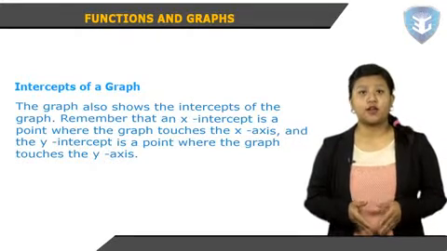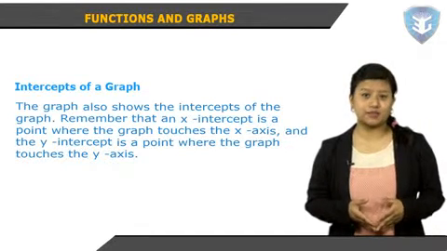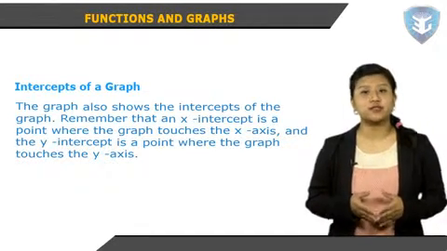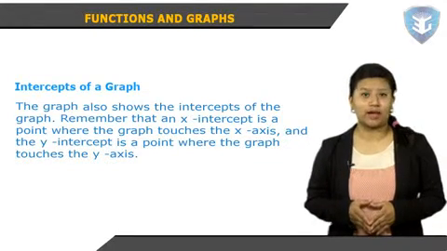Intercepts of a graph. The graph also shows the intercepts of the graph. Remember that an x-intercept is a point where the graph touches the x-axis, and the y-intercept is a point where the graph touches the y-axis.